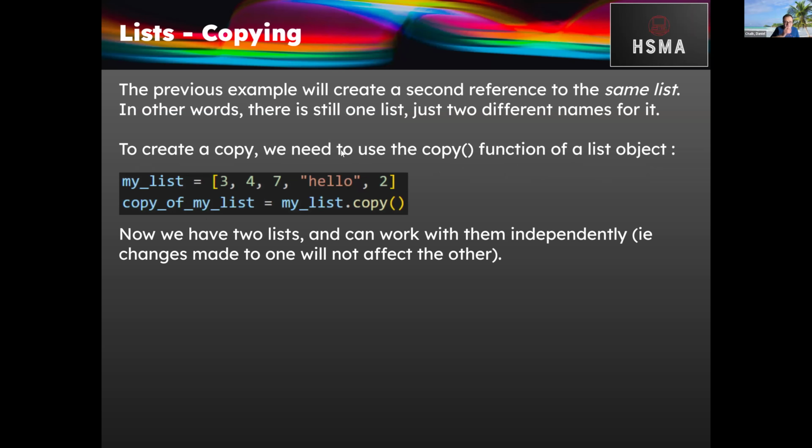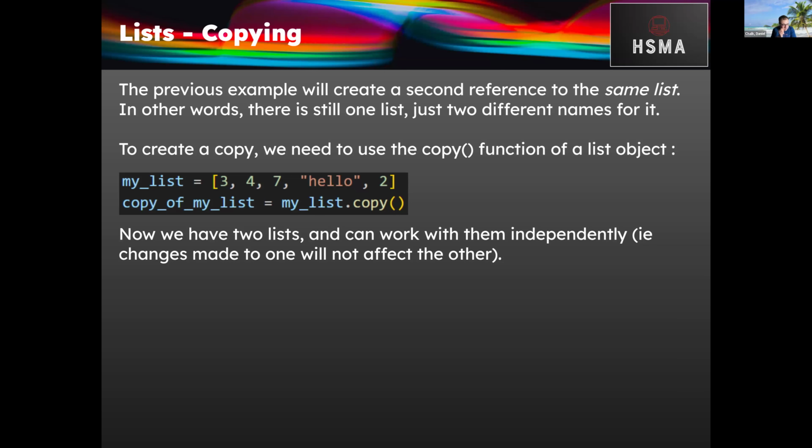So what you'll end up with is just another reference to the same list. You've just got two names that you can call the list, but any changes you make using either of those names, you're changing the same list. There is still only one list, just two different references to it.